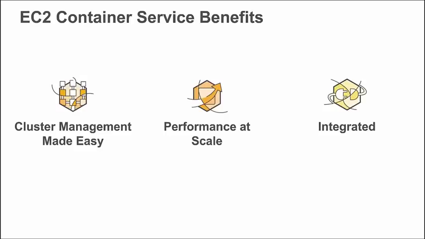Amazon ECS eliminates the need for you to install, operate, and scale your own cluster management infrastructure. With simple API calls, you can launch and stop container-enabled applications and query the complete state of your cluster. And it doesn't matter if you want to run tens or thousands of containers, Amazon ECS will seamlessly scale to provide consistent performance. And finally, ECS is integrated with many familiar AWS services and features like security groups, elastic load balancing, and EBS volumes.